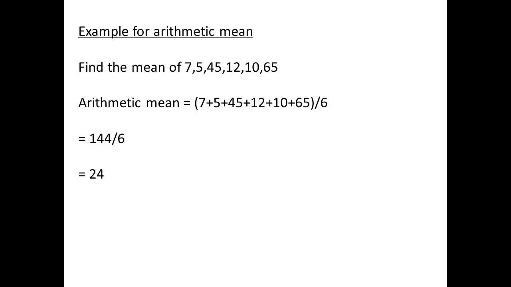To find the arithmetic mean of the series 7, 4, 45, 12, 10 and 65, we sum up these numbers and then divide by 6, since there are 6 numbers in the set. So 144 divided by 6 equals 24.